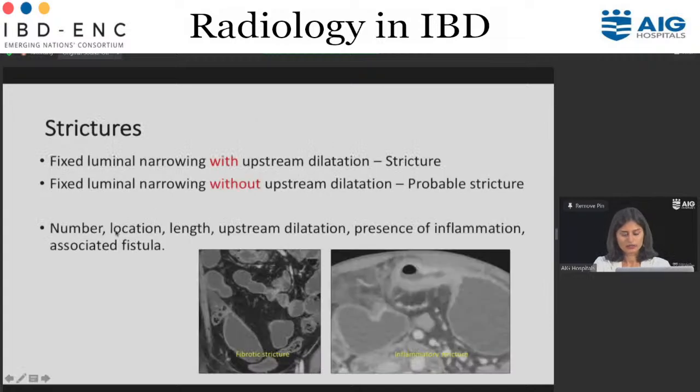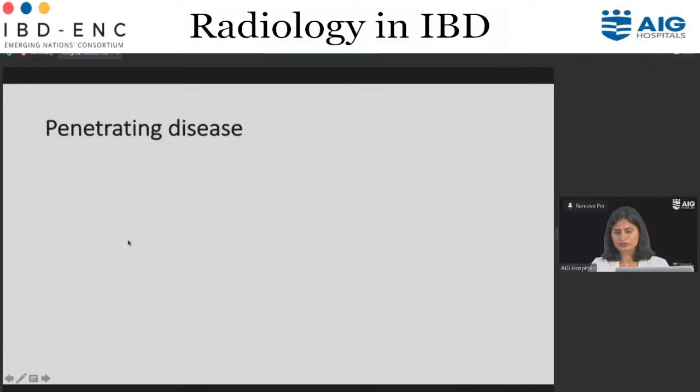And the definition of stricture: when you do see a fixed segment of luminal narrowing in all sequences, which does not open up, it's a potential stricture. And if there is upstream dilatation, it is considered a definitive stricture. But when there is fixed luminal narrowing without upstream dilatation, it is defined as a probable stricture. And when you describe strictures, also comment on number, location, length, and distance from a standard point, and if there is any perienteric inflammation or associated fistula.